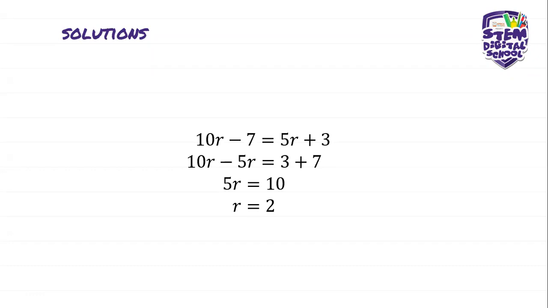Otherwise, if you do one thing in the left-hand side and forget to do it in the right-hand side, your equation will not be balanced. Again, this will lead to a wrong answer, and you can be penalized, you can lose marks in an exam if you do that. So of course, the last one there, R is equal to 2.